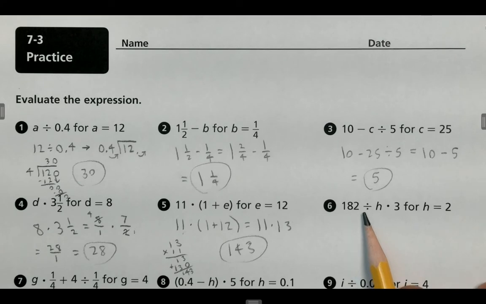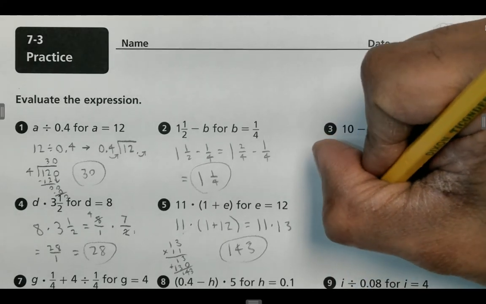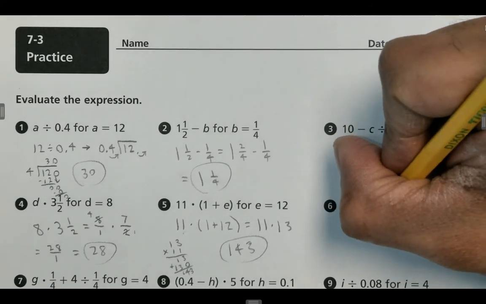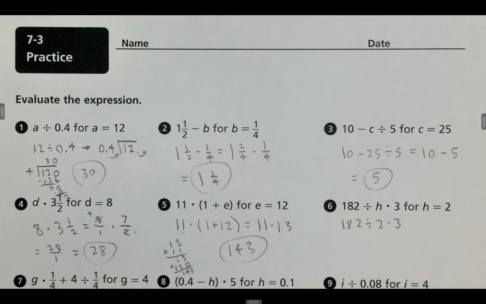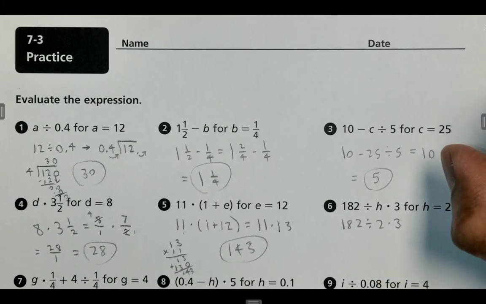Number 6, 182 divided by h times 3 for h equals 2. Let's rewrite the expression. Two operations here. Which comes first? Well, they have the same rank, but the tiebreaker is we're going to work them from left to right. 182 divided by 2 is going to come first. So I'm going to do that as a side calculation.